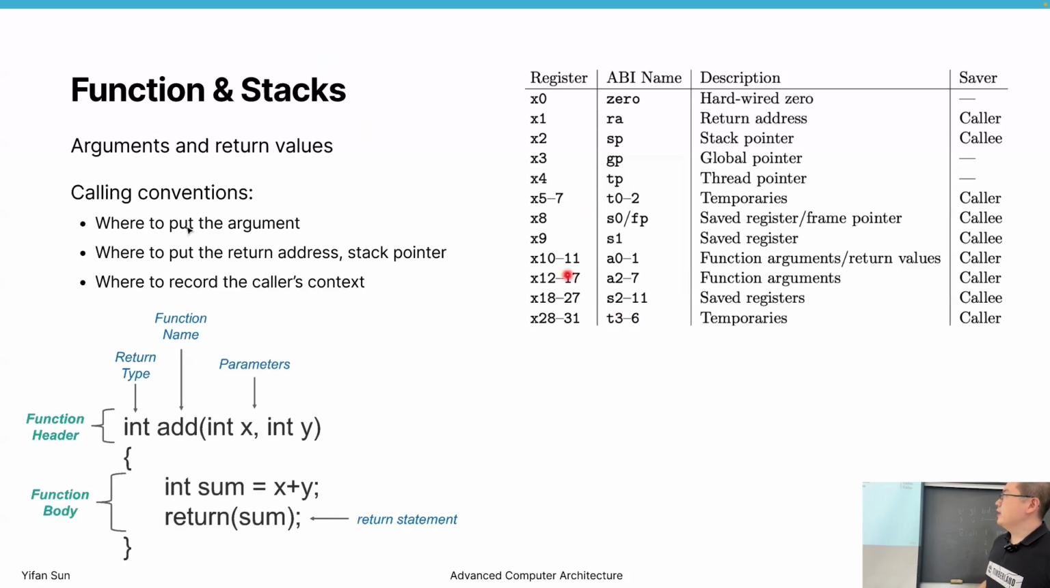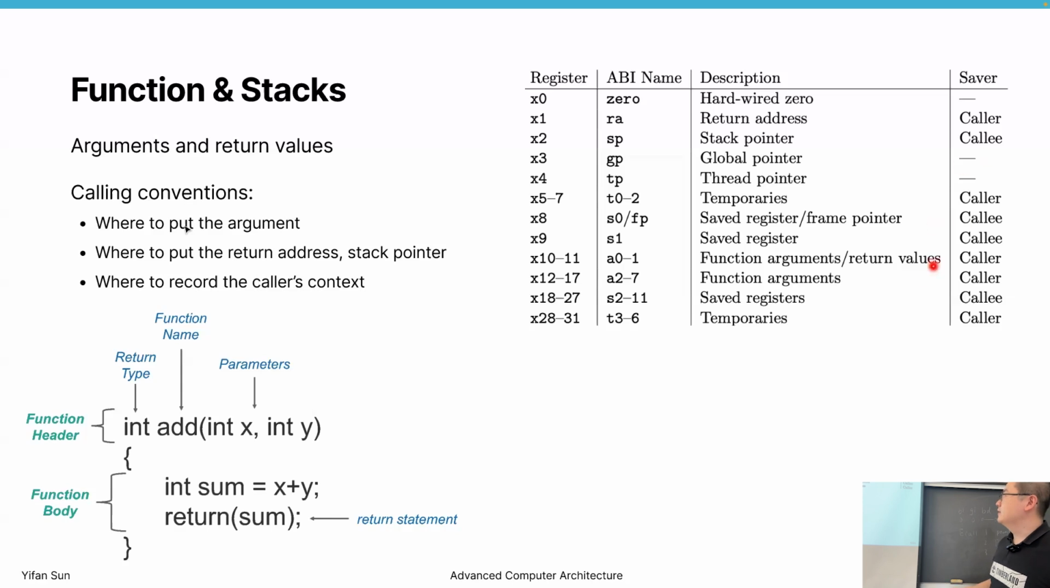Okay, so by looking at these names, we have some special things. For example, we have this thing called return address, and we have stack pointer. Then we have temporary, saved register, frame pointer. Then function arguments and return values and function arguments, right? Saved registers, temporaries. Those are all related to calling conventions, right? So clearly we can say that it has function arguments and return values, right? So that means RISC-V encourages you to use registers to pass arguments, not only using memory.